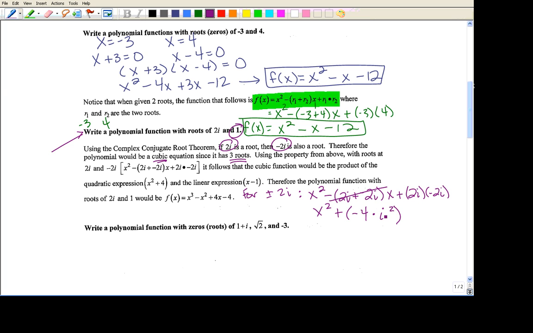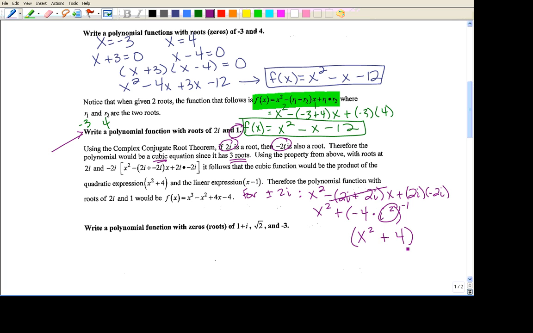So if i is the square root of negative 1, the square root squared cancels out. So this i squared is negative 1. So we have negative 4 times negative 1. So this is x squared plus 4. But we're not quite done yet. Don't forget we have the root of 1 as well.